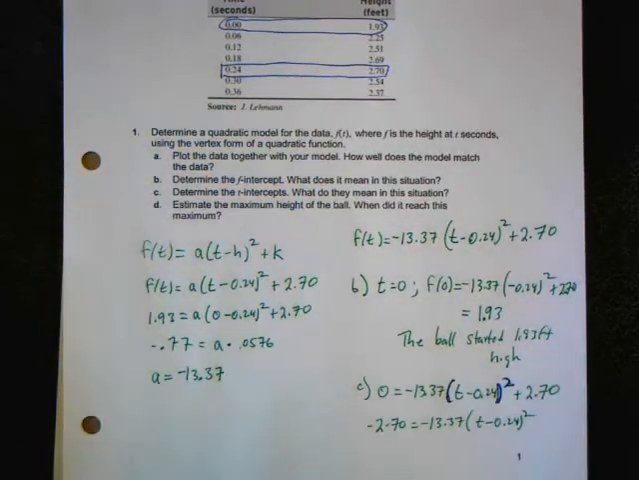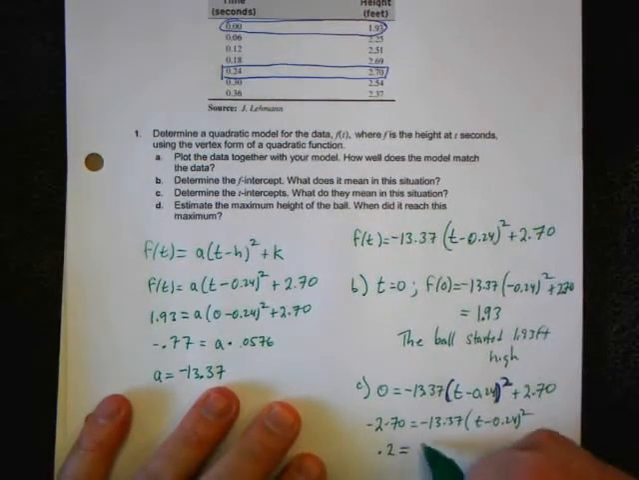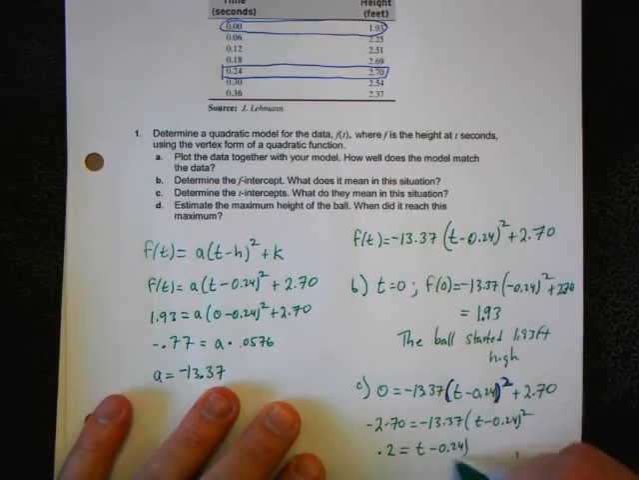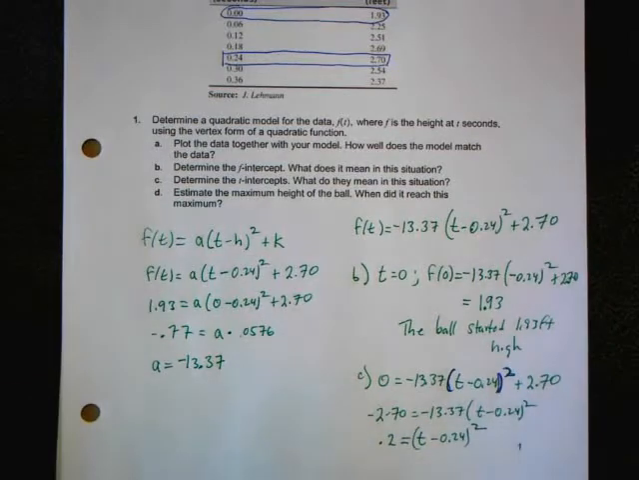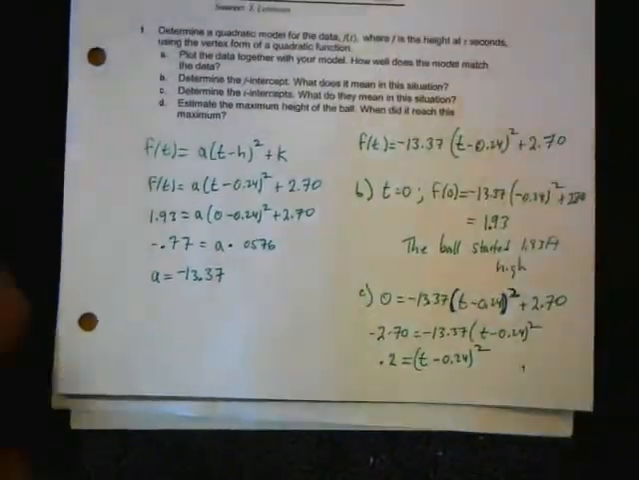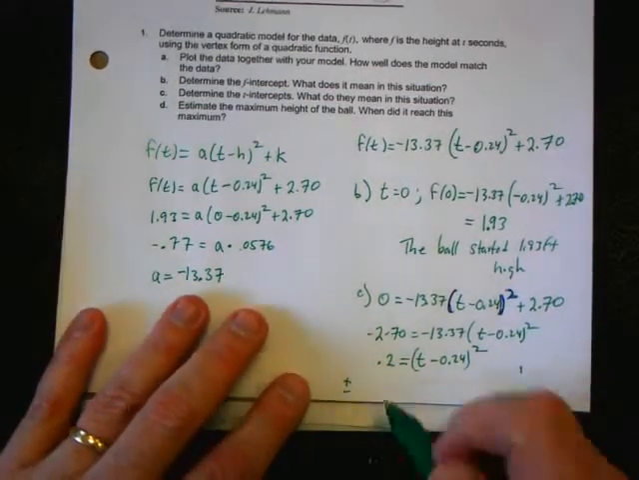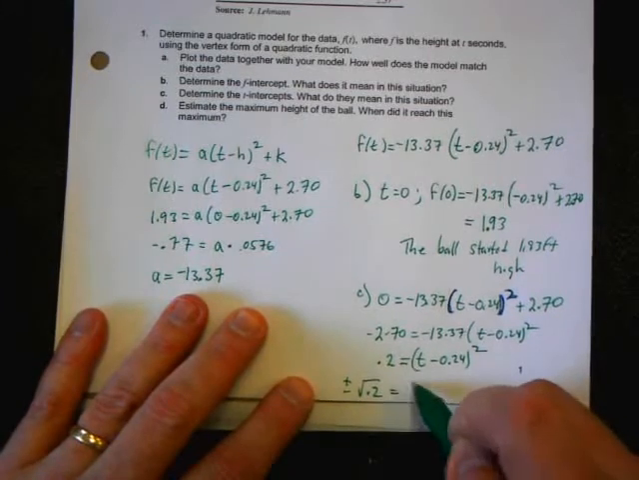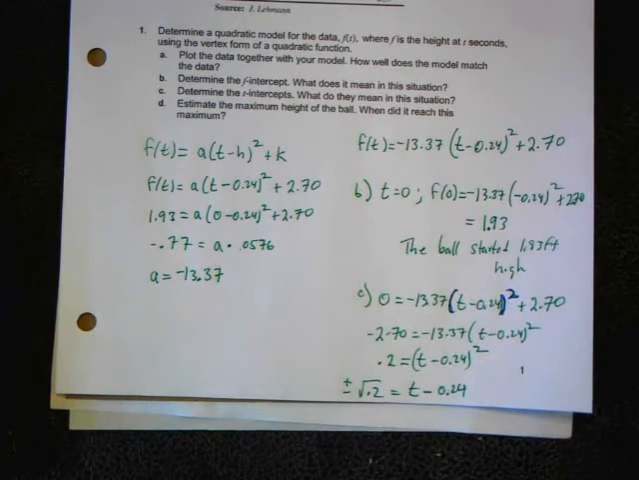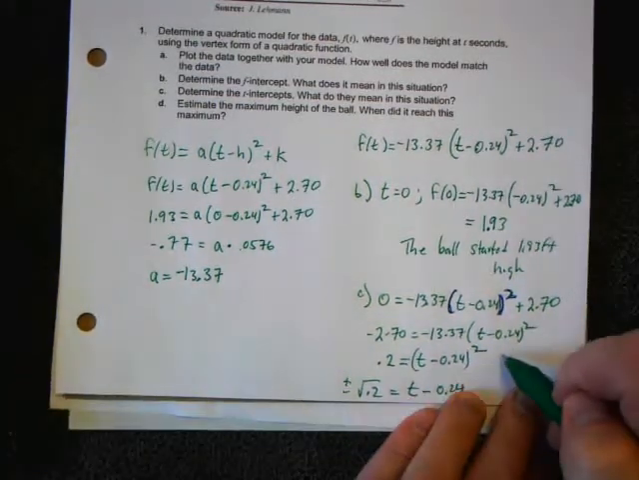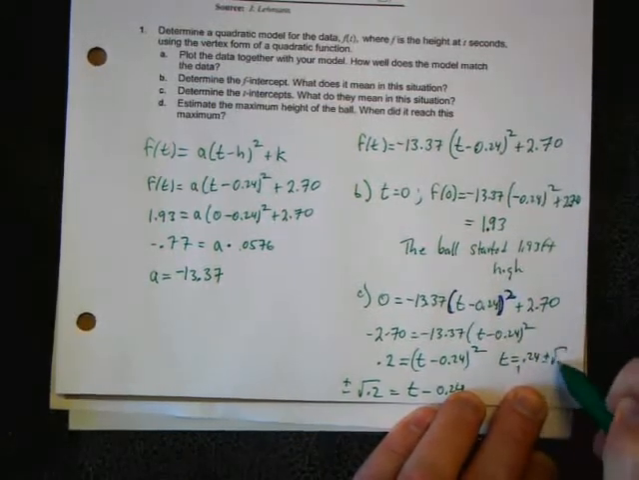And again, I'll round off to a couple decimal places. If I do, that's 0.2 equals t minus 0.24 squared. And then I would do square root. So I would have plus or minus the square root of 0.2 equals t minus 0.24. Adding over to the other side, t is 0.24 plus or minus square root of 0.2.